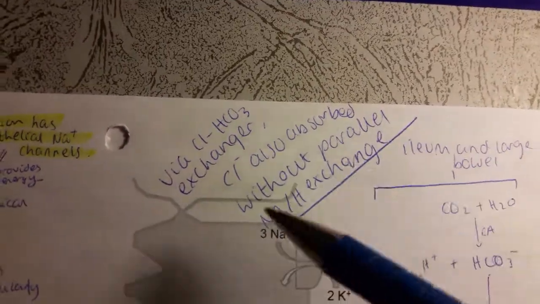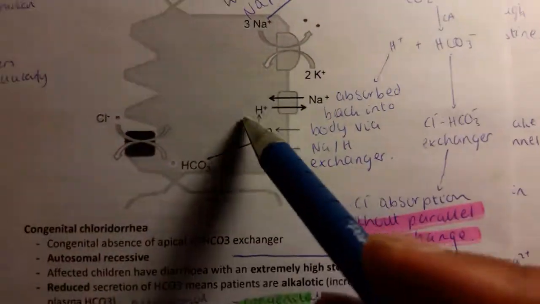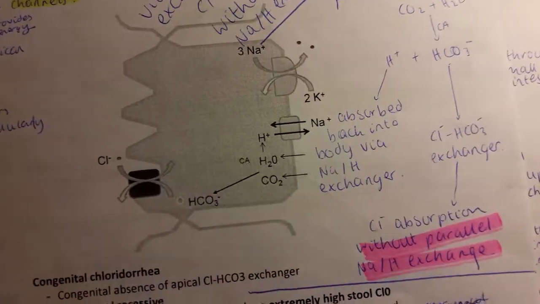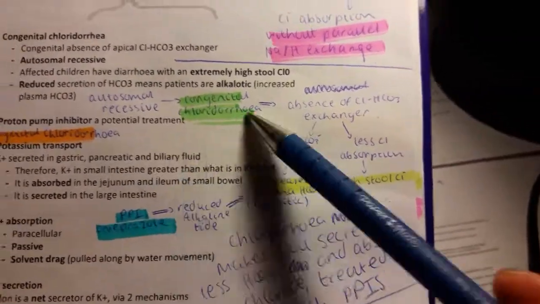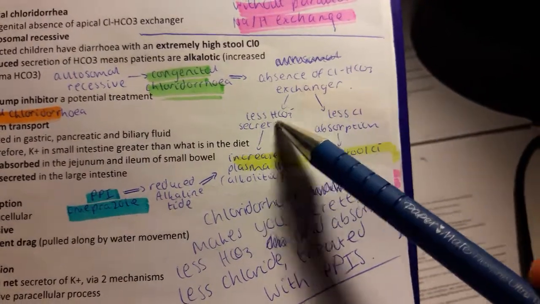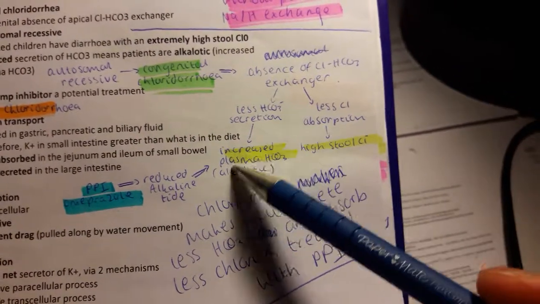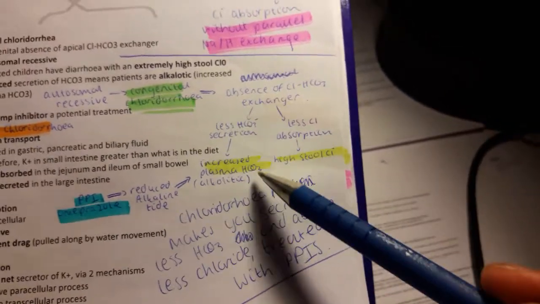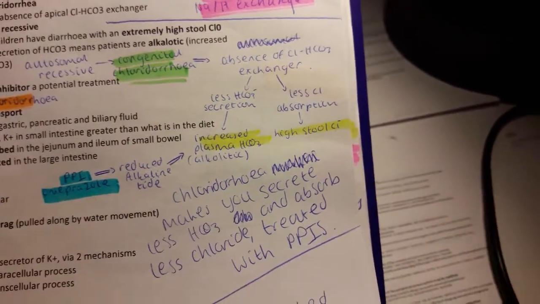Chloride is also absorbed without the parallel sodium-hydrogen exchange, via just the chloride-bicarbonate exchanger, and the proton, instead of being secreted into the lumen, goes back across the basolateral membrane. Looked at congenital chloridorrhea, which is autosomal recessive. We have an absence of this chloride-bicarbonate exchanger, so you're going to secrete less bicarbonate and absorb less chloride, so you're going to have high stool chloride and increased plasma bicarbonate, which makes you alkalotic, which you can treat using proton pump inhibitors through this alkaline tide method.